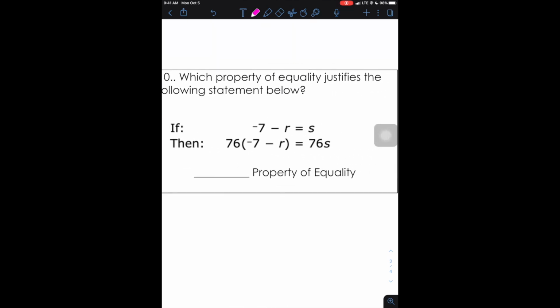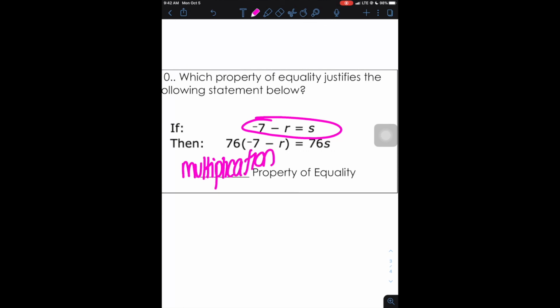So what operation is this? They don't have no dots, so they may be trying to confuse you guys. But I'm pretty sure that you guys have already noticed it and may have it written on your paper. They started with this, and then they multiplied both sides by 76. So that's going to be the multiplication property of equality.